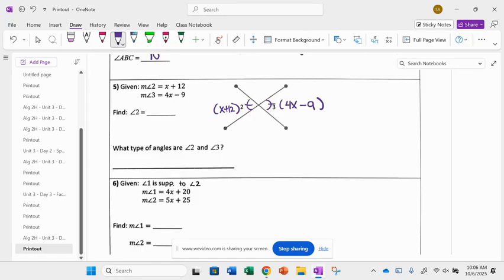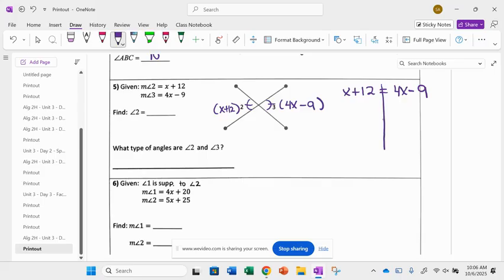So now, based on the fact that they're vertical angles, they're congruent, what equation am I going to set up to solve for x? Caitlin? You got it. X plus 12 equals 4x minus 9 because vertical angles are congruent. Congruent, yep. So the birds kissing will always be congruent.